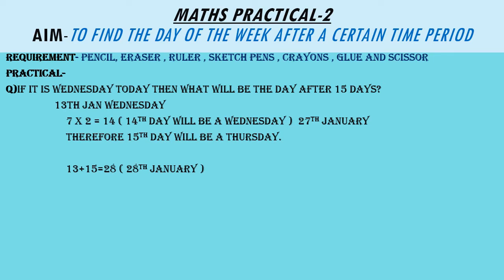The practical is: if it is a Wednesday today, then what will be the day after 15 days? This is your question. We will start with a basic logic: if it is 13th of January and Wednesday today, then it is absolutely clear that just after 7 days will be another Wednesday, and just after 7 days of that Wednesday will be another Wednesday. So this 7 becomes very important to find out the day after 15 days.